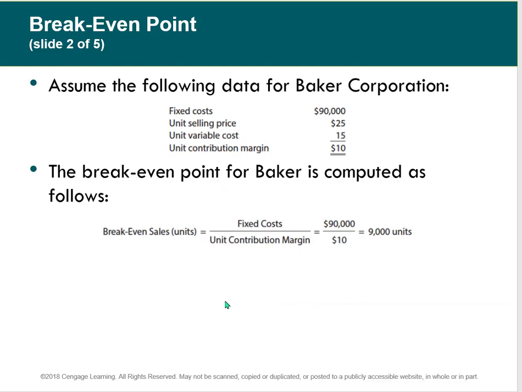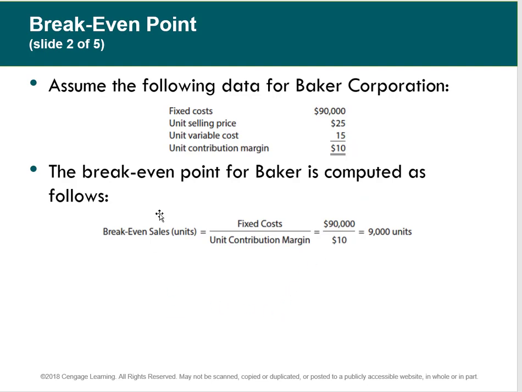So here's an example for Baker Corporation. We've got fixed costs of 90,000. The unit selling price is $25 per unit, and the variable cost is 15. So the unit contribution margin is 10. Now what you want to do, if I were you, is pause the video and write down these numbers and work it through yourself so you can really see it. Otherwise, it's just going to sort of go over your head.